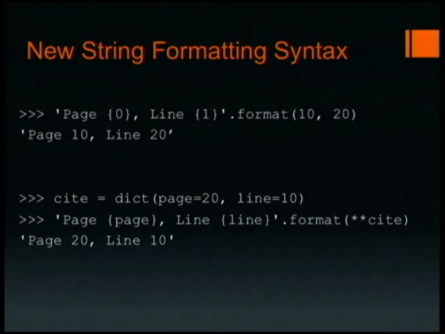No good. So this style, the example at the top of the page, we reference the first argument with braces and a 0 inside, and braces 1 for the second argument. That one's simple. You can also reference them by name, so braces page and braces line to pull the elements out of a dictionary. Very easy to use.